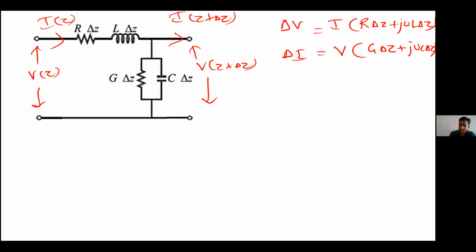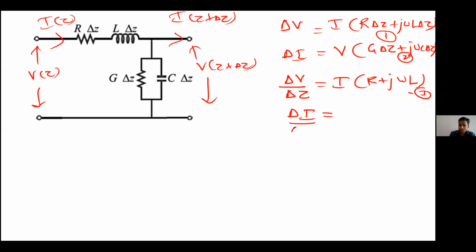Now this delta z I can take common, I can divide, so delta V by delta z. What will be this? This will be I into R plus jωL. Similarly, I can take delta z common from here. So if this is equation 1, 2, this we get 3. So what will be delta I upon delta z? This will be V into G plus jωC. Equation 4. Fine. Is this clear to everyone? Shantanu? Is this clear? Yes, sir.